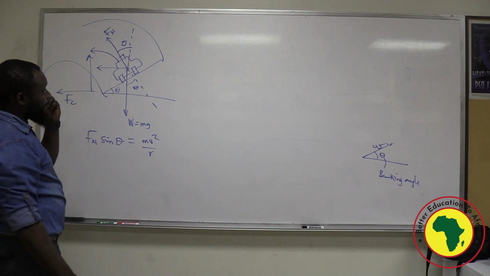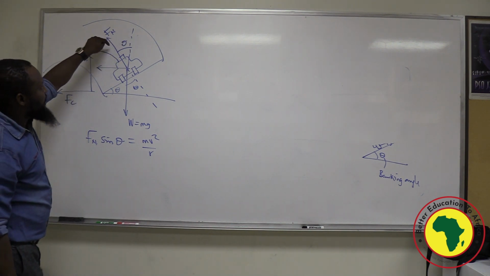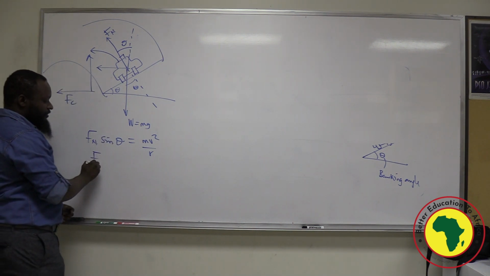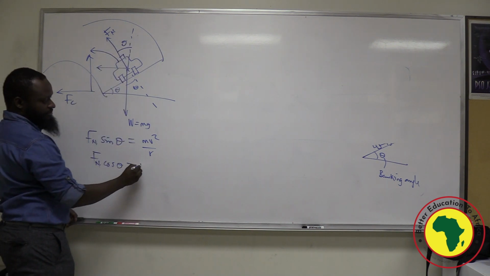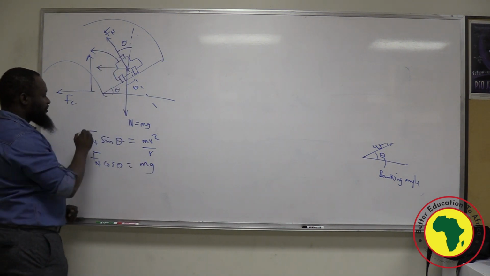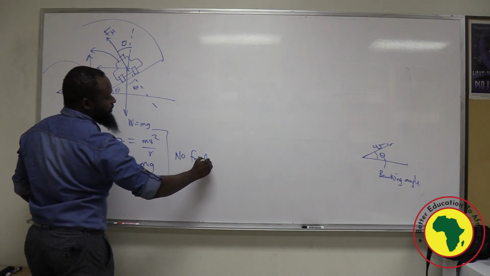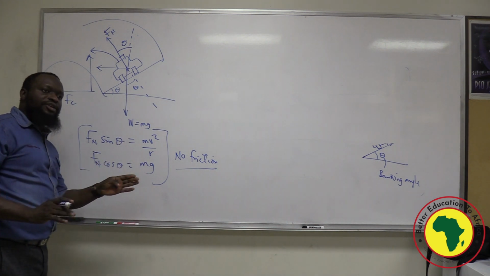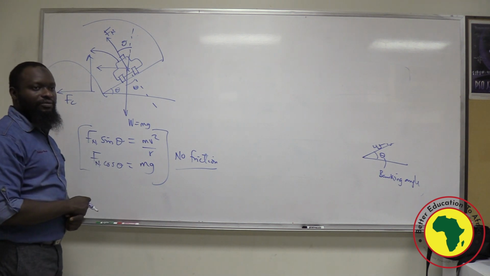Now, the normal force sine theta is my centripetal force towards the center, and the normal force cosine theta balances my weight, mg. So these are the two equations I want. And this is the no friction case. In fact, that is the aim of banking roads. So you can move and you don't need friction to hold you. The angle keeps you so you don't skid off the road, no matter how fast you're going.